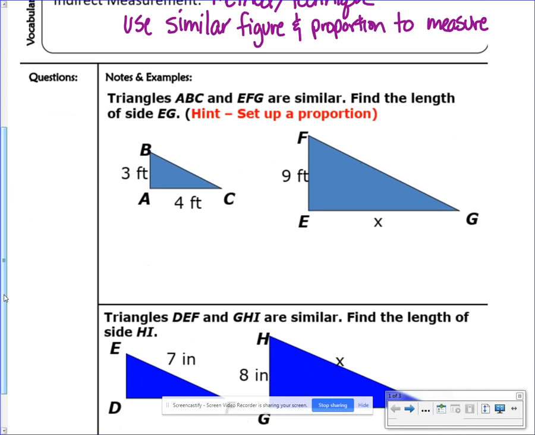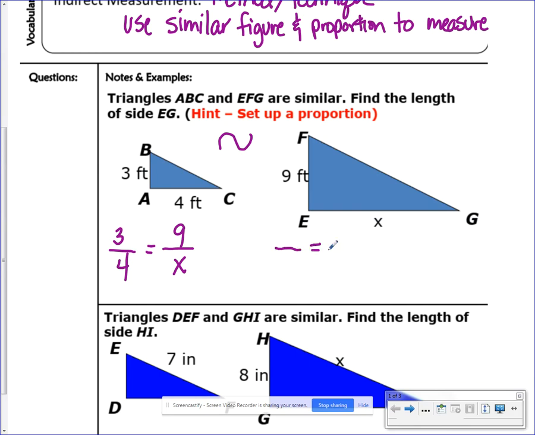So let's just warm up here a little bit. It says triangles ABC and EFG are similar. I'm going to put a big old tilde, the similar symbol there. Find the length of side EG. So they've labeled it with X. All right, so there are a number of different ways you can set up a proportion. A proportion says two ratios are equal. So one way to do it, maybe you'll say 3 feet, the vertical side to the base has to equal 9, the vertical side to its base.